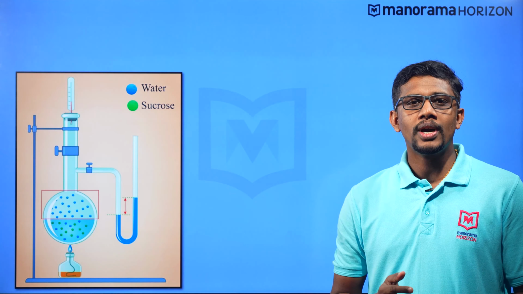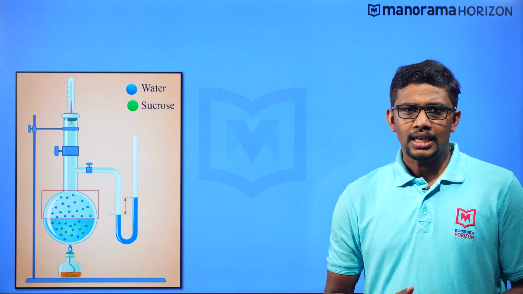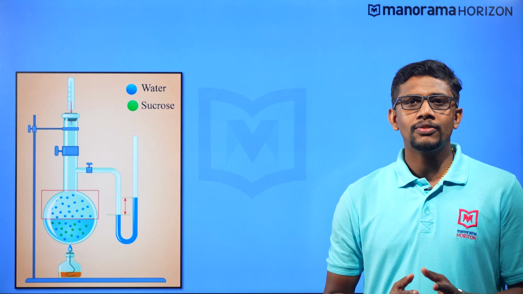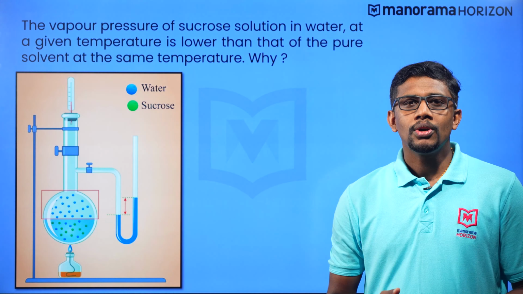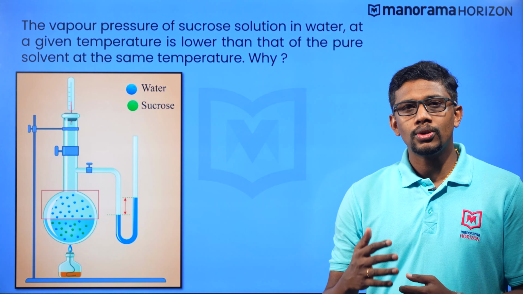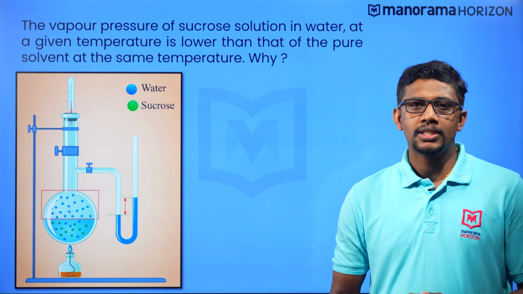Now, try to answer this question. Consider a solution of sucrose in water. The observed vapor pressure of the solution is lower than the vapor pressure of the pure solvent at the same temperature. Just now, you have learned that a non-volatile solute will not contribute to the total vapor pressure. Then, how will you account for the decreased vapor pressure of the solution?